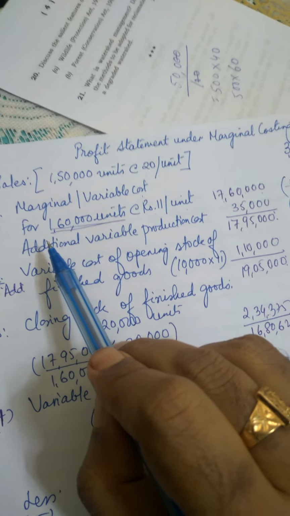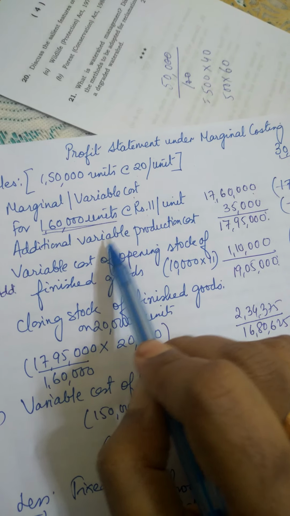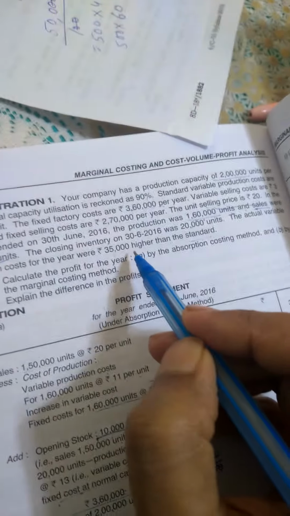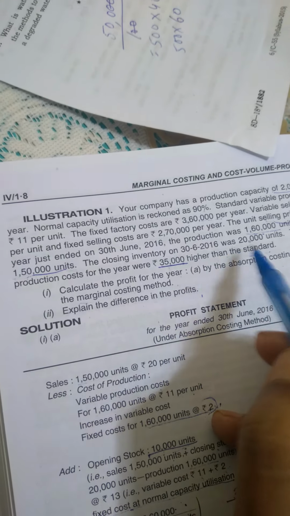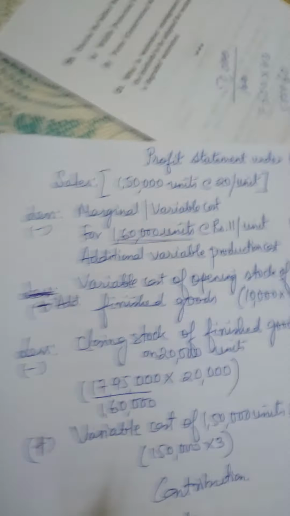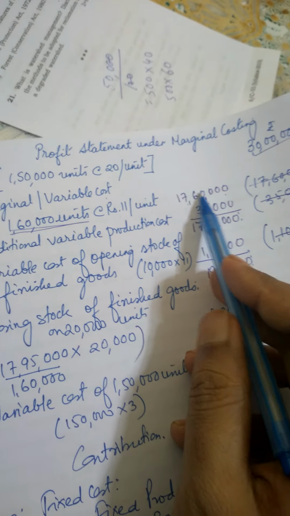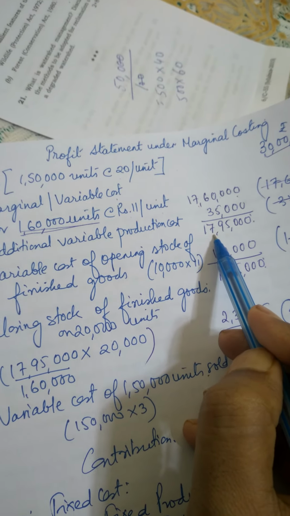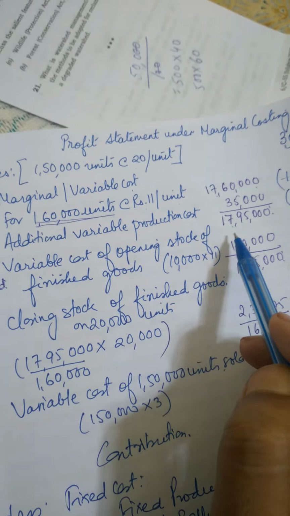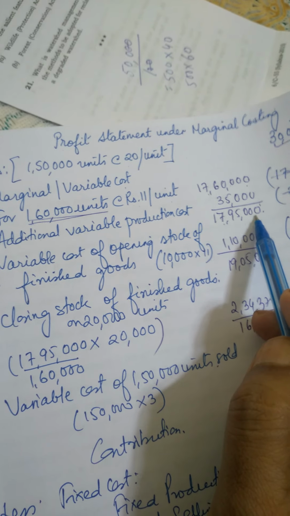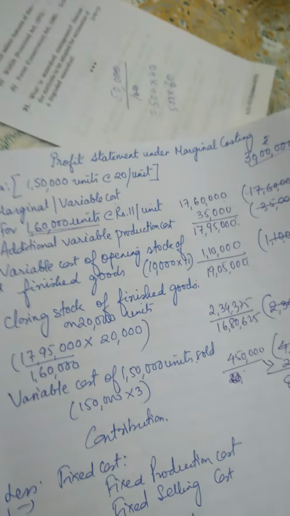Add additional variable production cost. How much is your additional variable production cost? The production cost is rupees 35,000 higher than the standard, so additional variable production cost will be 35,000. When you add, you get 17,95,000. So for 1,60,000 units, the total production cost is 17,95,000.